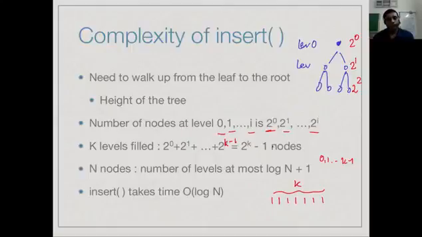Right? So therefore the number of nodes is exponential in the number of levels. So if I have the number of nodes, then the number of levels must be logarithmic in that. Okay? And the number of levels is what determines the length of the longest path. And therefore insert in any heap will take time log of n, because every path is guaranteed to be of height log n.